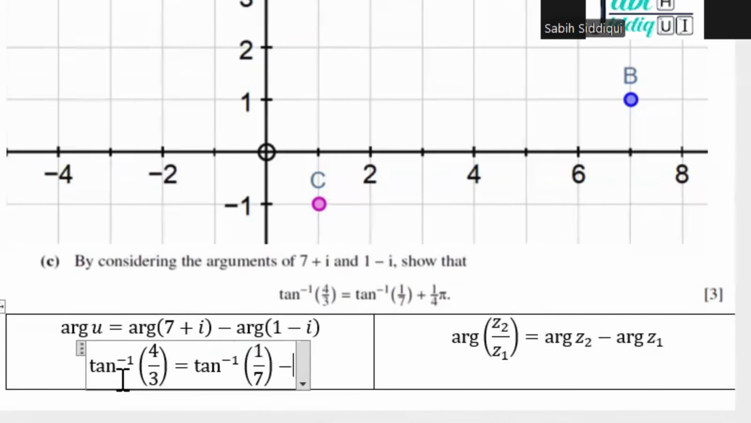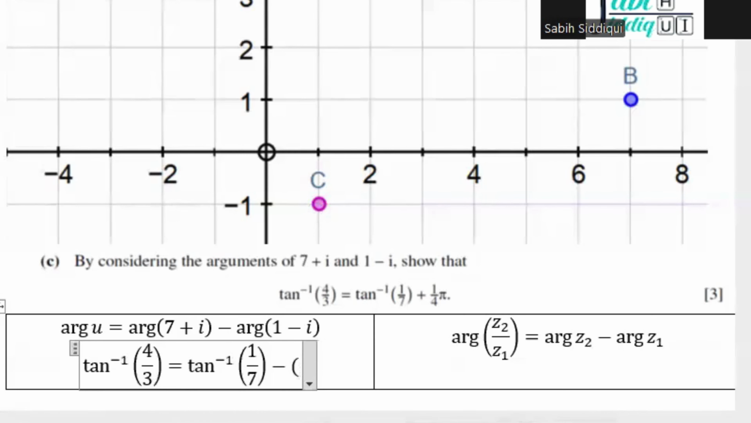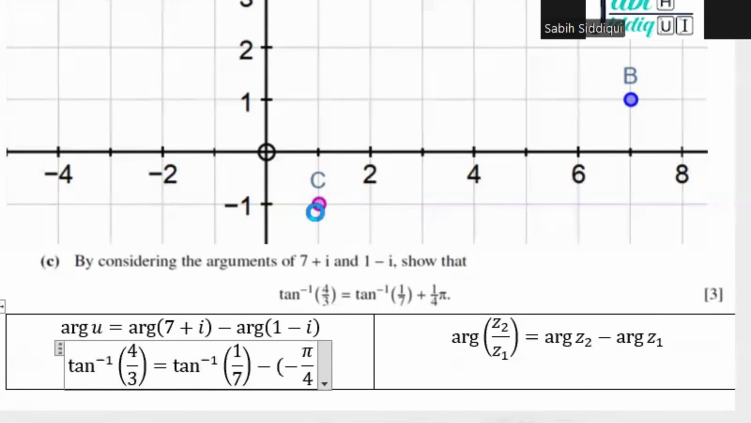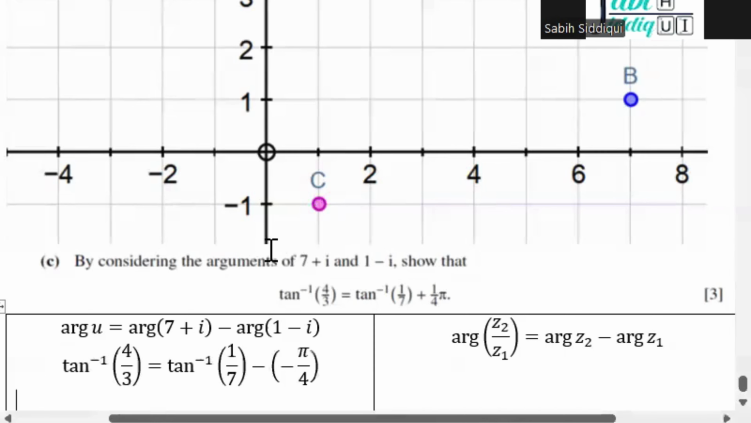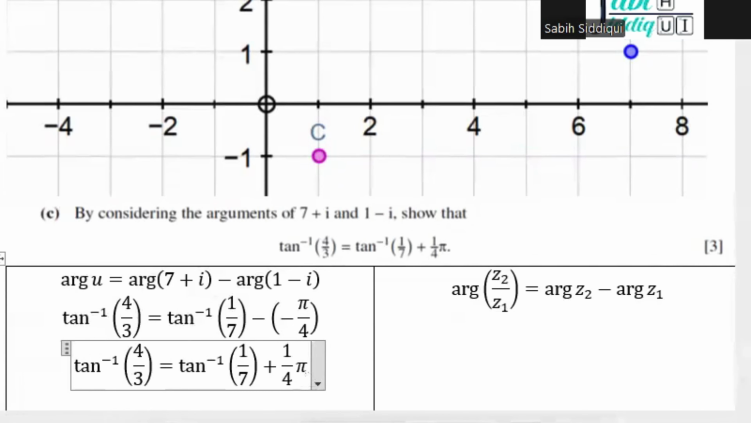But how will we apply this? हम argument subtract कर रहे हैं. 1 minus iota का argument निकाल रहे हैं. That argument will be negative. And what is this? कितना है C का argument? गौर से देखो ना, you can clearly see it. pi/4 है नहीं है, 45 है या नहीं है. So that is, चाहो तो negative pi/4. And once you add it, minus minus आपके पास plus हो जाता है, and you end up with this equation. Is this clear now?